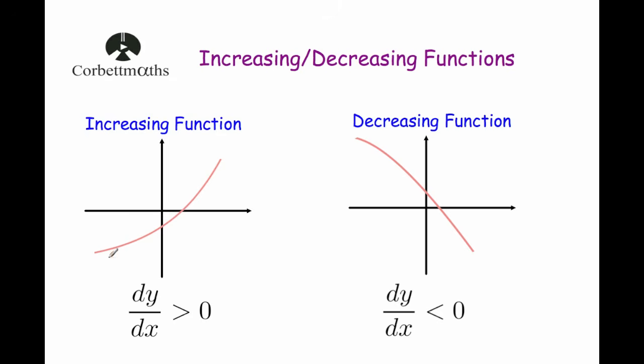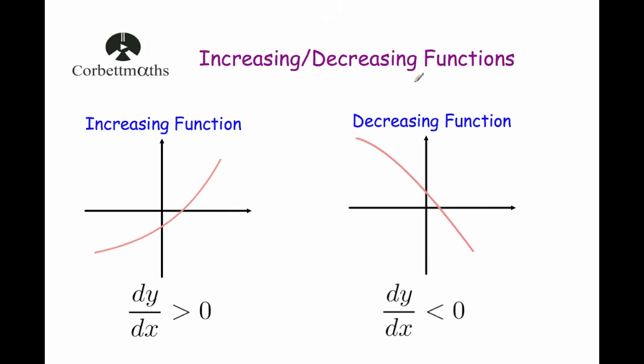An increasing function is a function which is always going upwards, and what I mean by that is as the values of x are increasing, the values for y are increasing. So here we've got an increasing function, and the gradient of the tangent to this curve will always be positive. So dy by dx will always be positive for an increasing function.